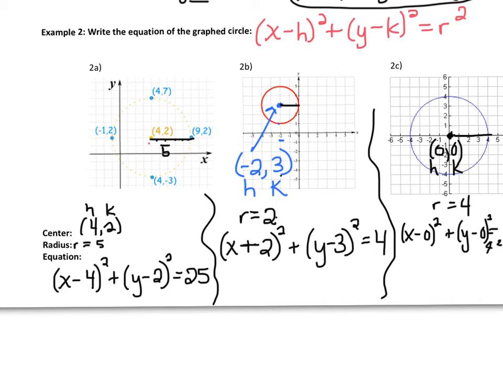Let's simplify. Remember how I said that you don't have to write those zeros? So let's not write those zeros. It'll just be x squared plus y squared equals 16, because 16 is 4 squared.